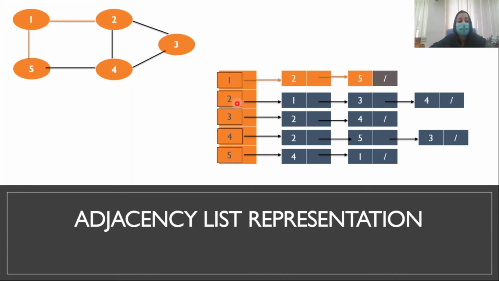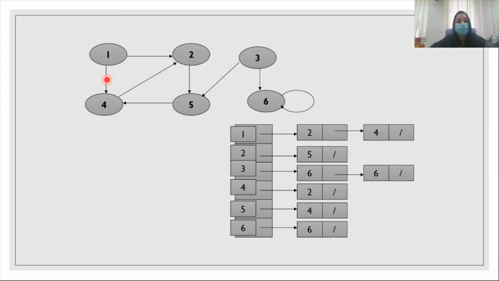So for 2, we have edges leading to 1, 3 and 4, and similarly for 3 we have edges leading to 2 and 4, and for 4 we have edges leading to 2, 5 and 3, and similarly we have 5 with edges leading to 1 and 4.